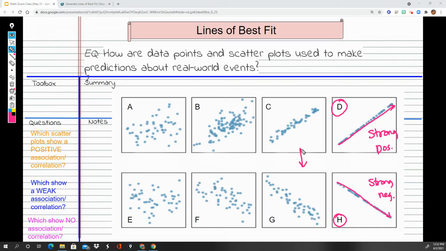And again, you could probably put an argument for these both being strong, and I would accept that. I would say, yeah, sure. I think C and G could be argued as being strong. Right.